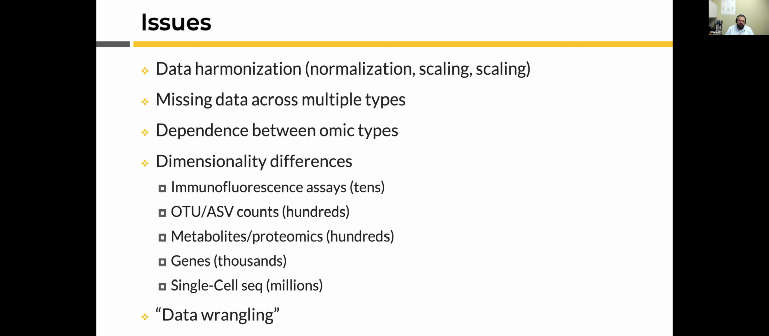And then just the more mundane, which I've got there at the end, data wrangling. A lot of times you're preparing samples.